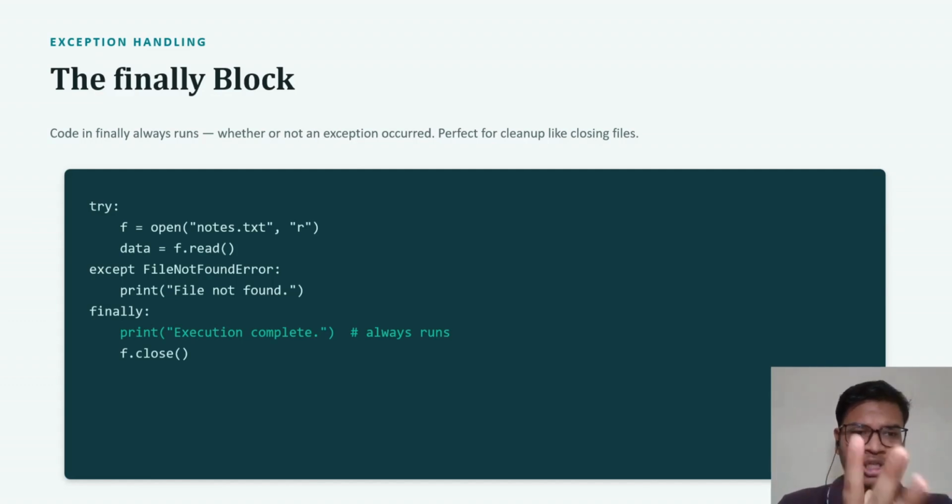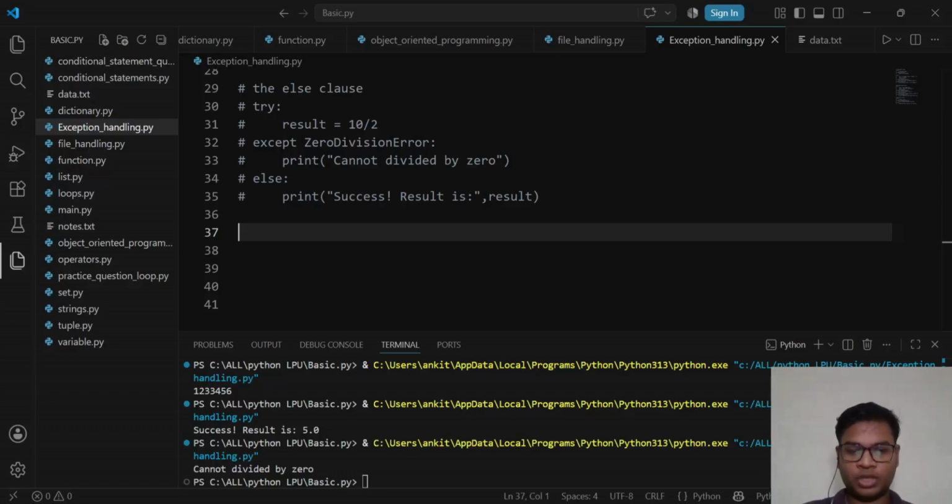Now let's try an example. We have a try block where we open a file in read mode and read the data, and we have an error for file not found. After that, finally prints execution complete, which always runs, and then the file is closed. So we have the finally block.